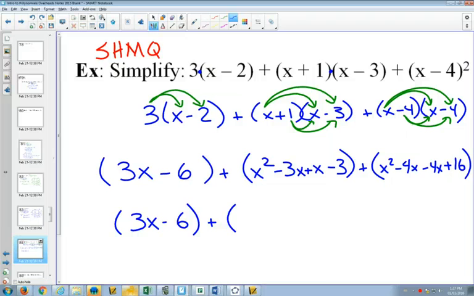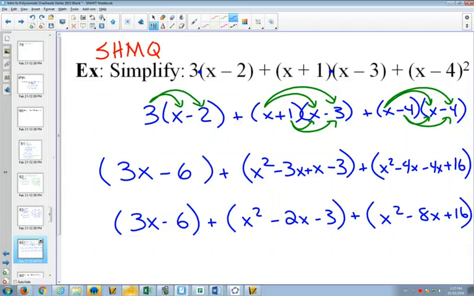In the second one, if we combine the like terms there, we're going to get x squared minus 2x minus 3. And in the third set of brackets, if we simplify the like terms, we've got x squared minus 8x plus 16. So those were the same kind of questions that we were doing before. You just sort of had 3 of them combined in one question. And now we have these adding signs in between. So now we just have to put all of our like terms together.